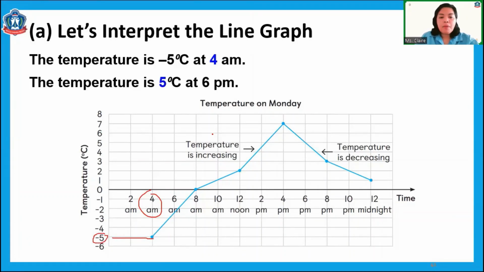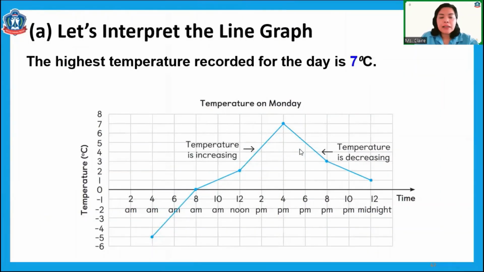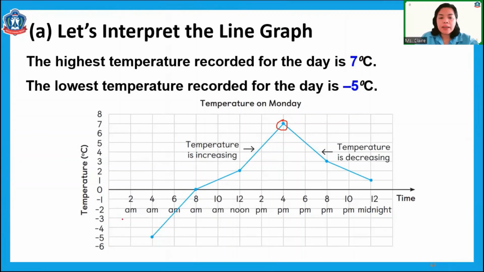Next, the temperature is 5 degrees Celsius at 6 p.m. So this one is 6 p.m. and the temperature is 5 degrees Celsius, this one. Okay, next. The highest temperature recorded for the day is 7 degrees Celsius, this one. So above the 0 degrees Celsius, and the lowest temperature recorded is negative 5 degrees Celsius.